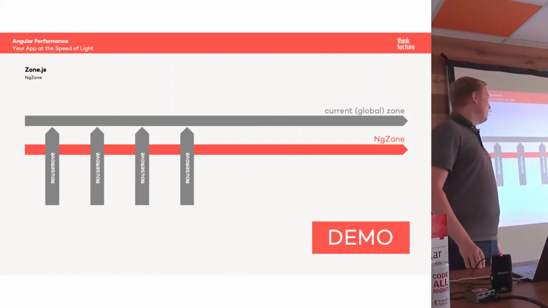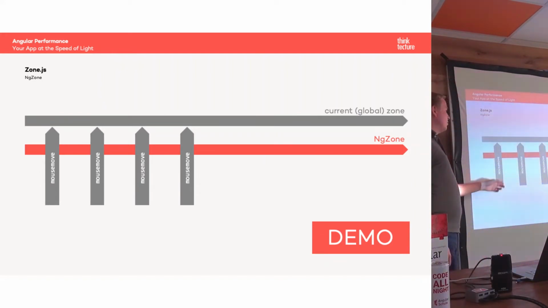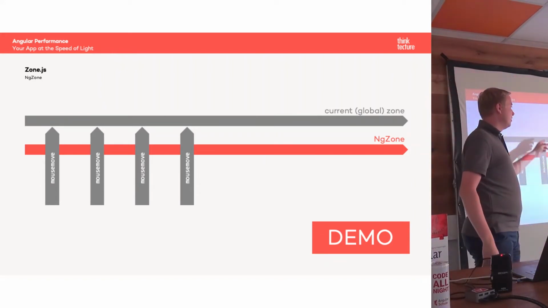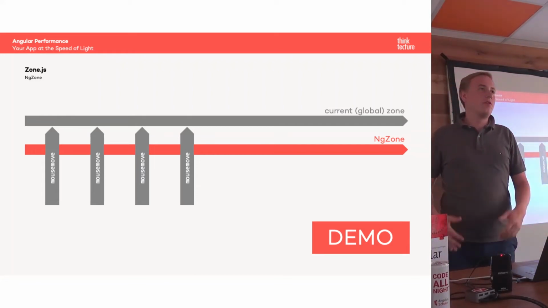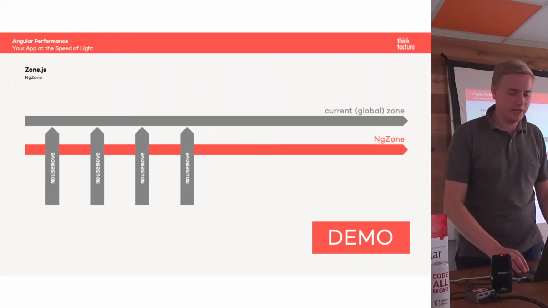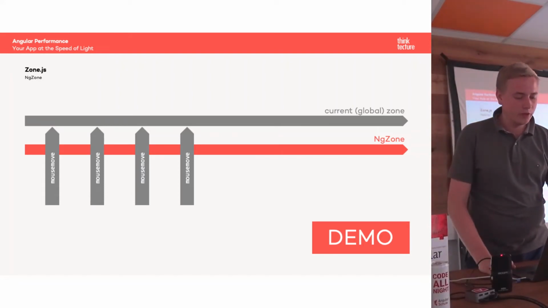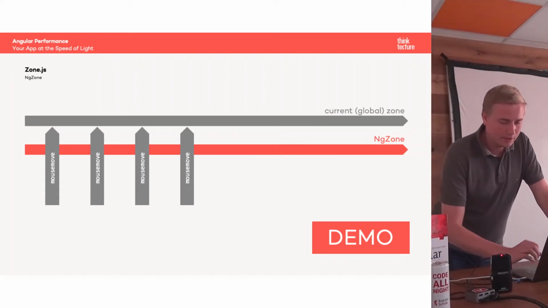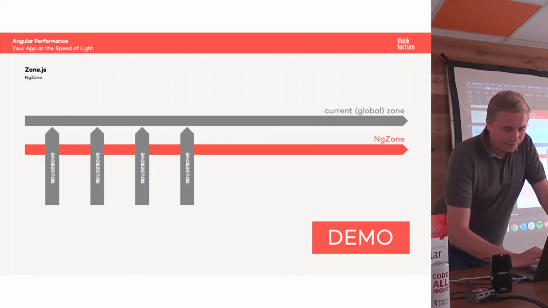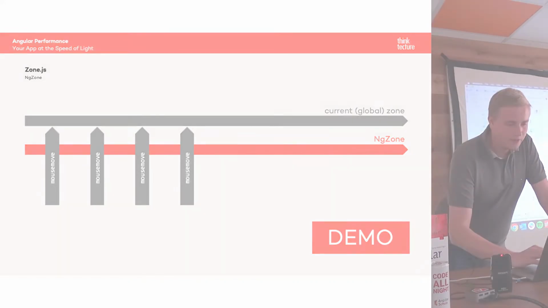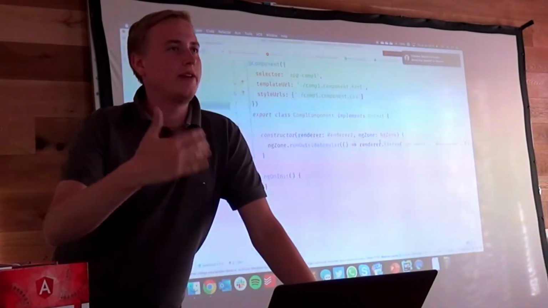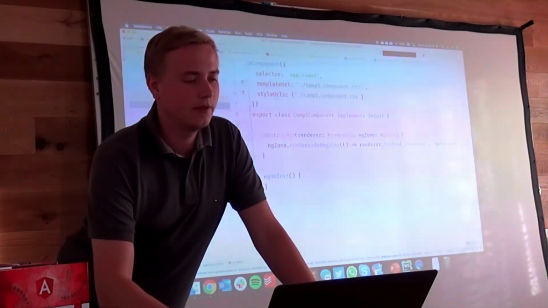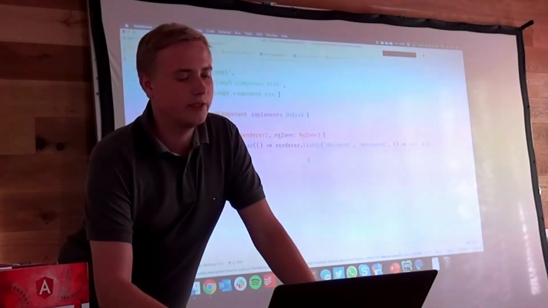Alright, but the effect of it is the following. The mouse moves now only go to the global zone. The global zone has no idea what Angular actually is, so there's no change detection happening afterwards. And I want to quickly show you that in the next branch. So what I did here now is rewrite that host listener that we've just seen.